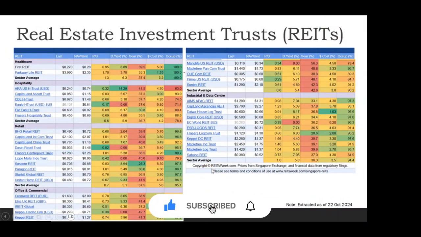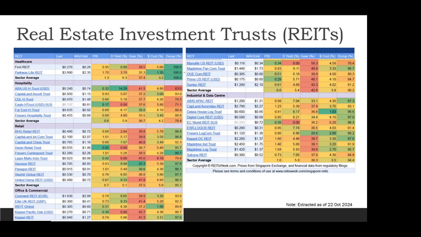visit this website called REITsweek.com. Basically, this is like a stock screener. Have you all used a stock screener before? Stock screener means, for example, like the example I showed you all earlier: I want to look at PE ratio, PB ratio, dividend yield, and ROE. Okay, let's say these four.